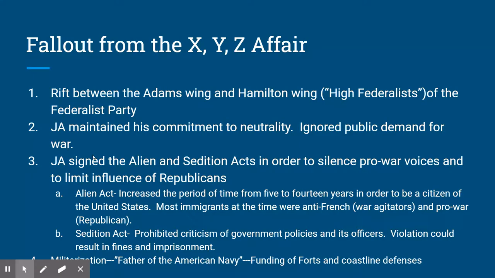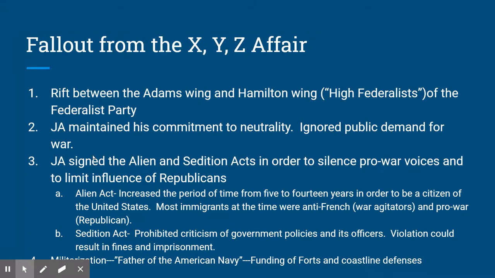So the fallout from the XYZ affair created a huge rift in the Federalist Party between the Adams wing, who did not want war, and the Hamilton wing of the Federalist Party, what they called the High Federalists, who wanted war. So this issue with France is going to divide the Federalist Party between those wanting peace and those wanting war. And Adams maintained his commitment to neutrality.